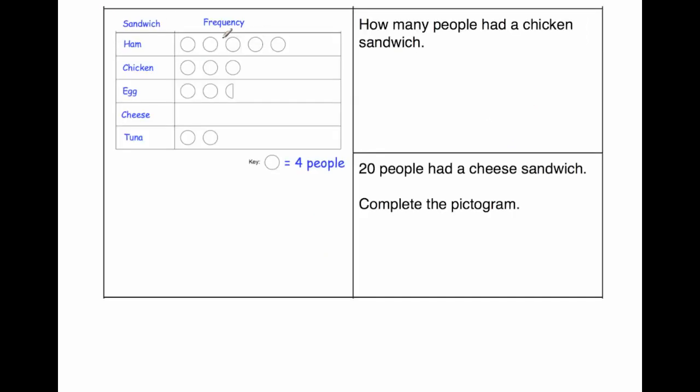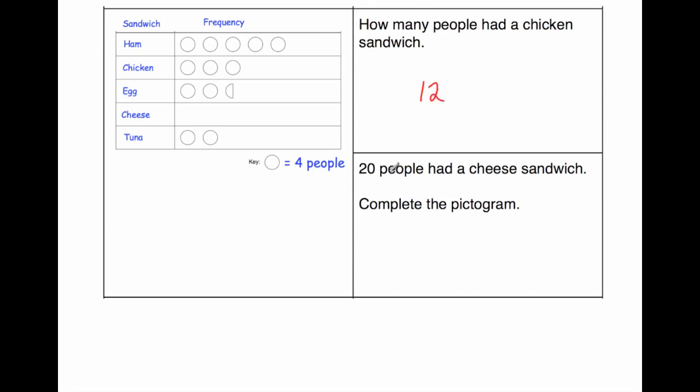Our next question is a pictogram question, and here we've got a pictogram, and we've got sandwiches: ham, chicken, egg, cheese, and tuna, and we've got a key, so each circle is 4 people. The question says, how many people had a chicken sandwich? If we have a look at the chicken sandwich, we've got 1, 2, 3 circles, so it's going to be 4, 8, 12. 12 people had a chicken sandwich.